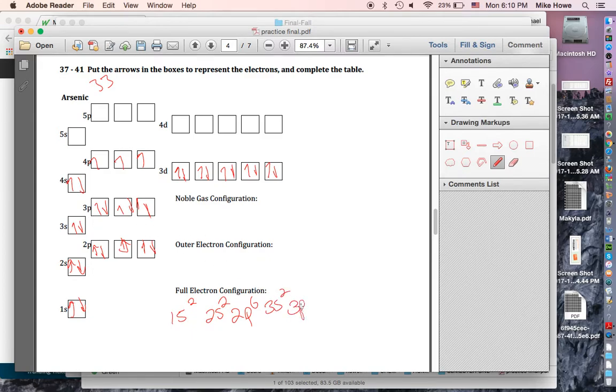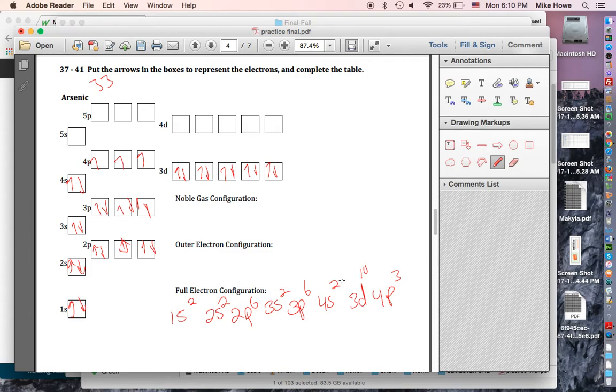Then in the 3p there'd be 6 again. Then the 4s was next, and it's over here 2. And then the 3d 10. And then the 4p is supposed to have 6 but only had enough to have 3 in this case. So 6 is its max, but it can have less.